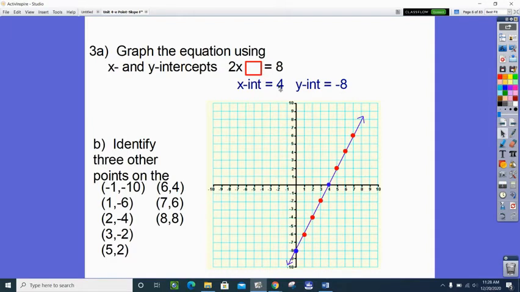8 divided by 2 is 4. And on the x-axis, I would put a point. And then if I cover over the x, putting a 0 in there, divide by -1, the y-intercept is -8, connect, and there's my line.